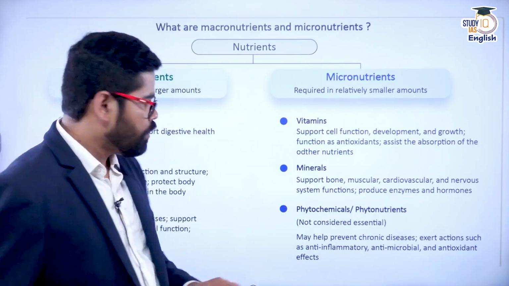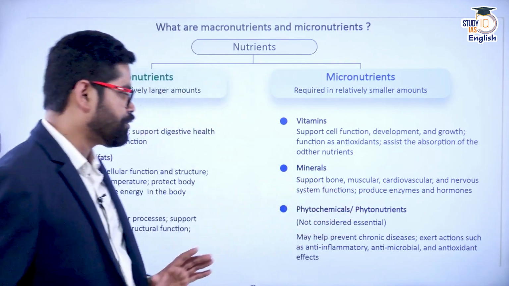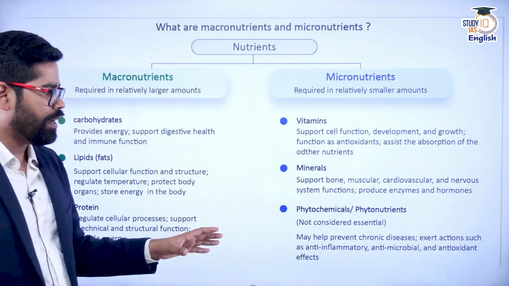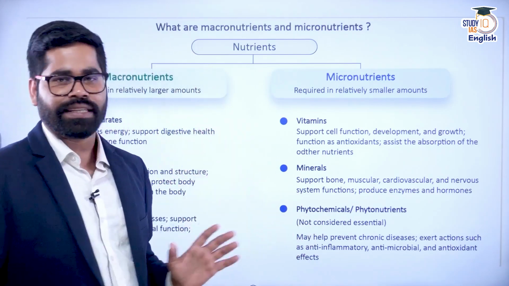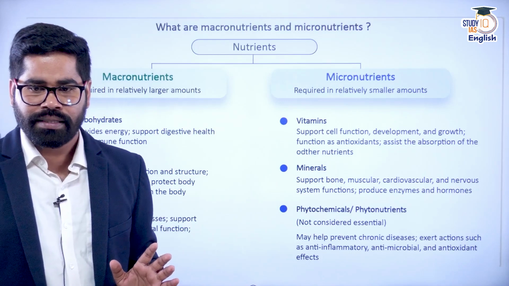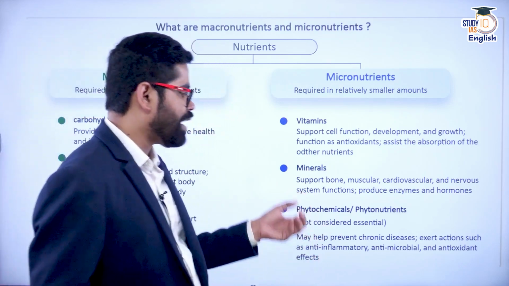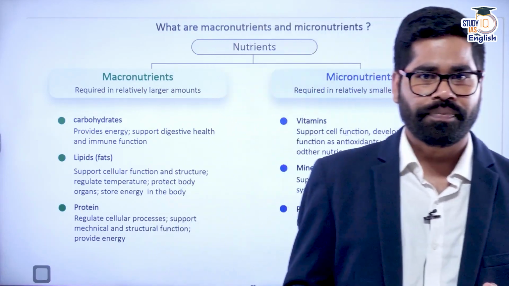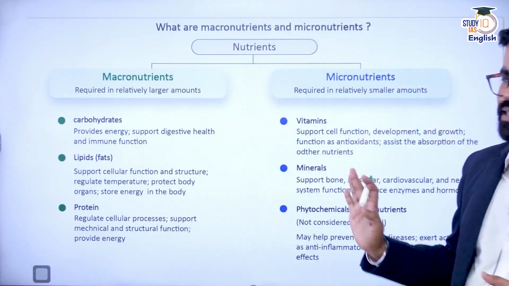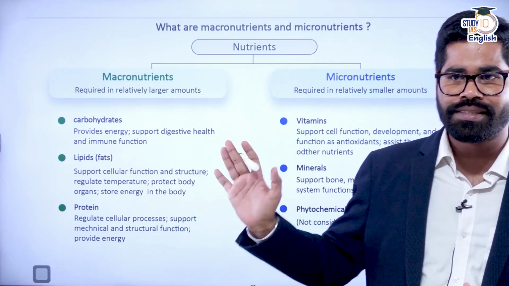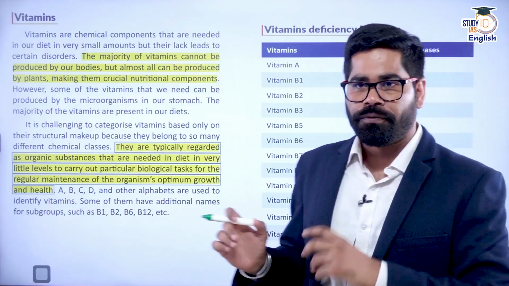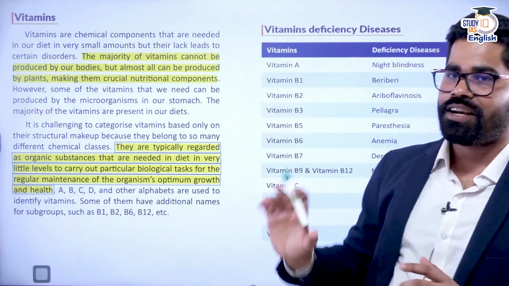Then phytochemicals or phytonutrients. Now they may help in preventing certain chronic diseases. They have this anti-inflammatory, antimicrobial and antioxidant effect in the body. So we are going to again discuss the different types of micronutrients which are required for the body. There the first thing that we have now is the vitamins.